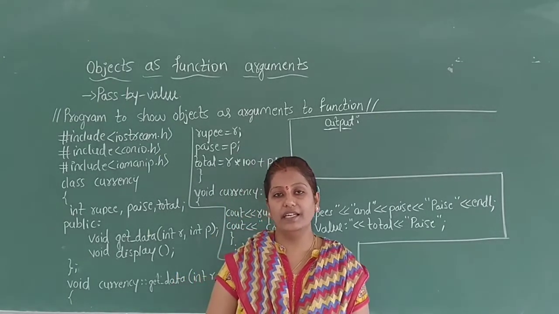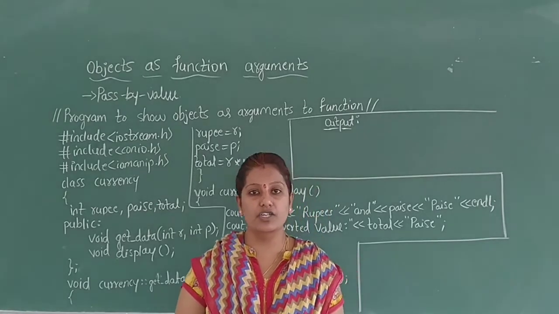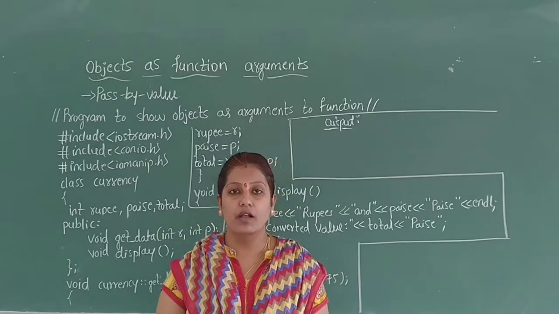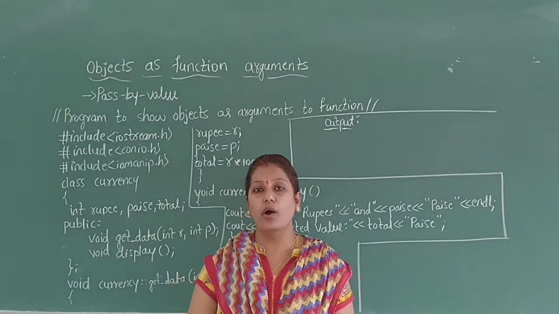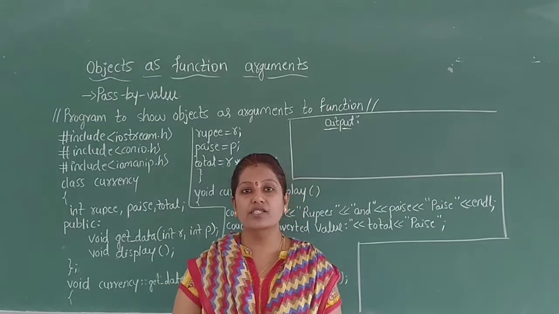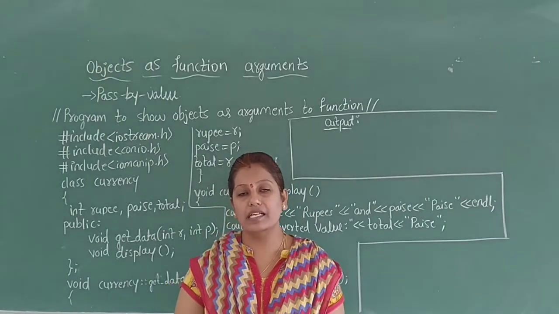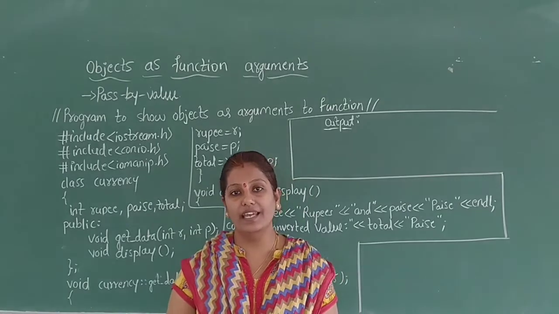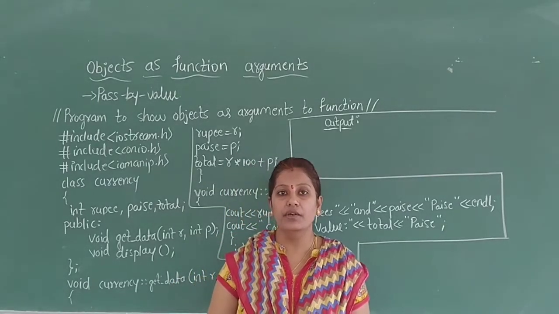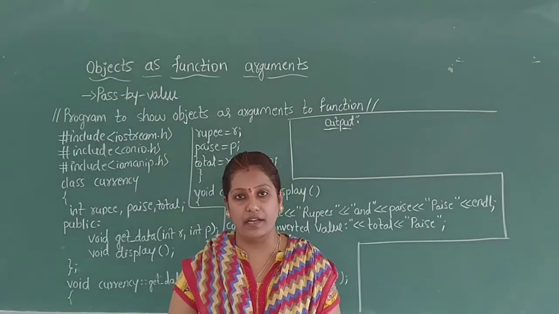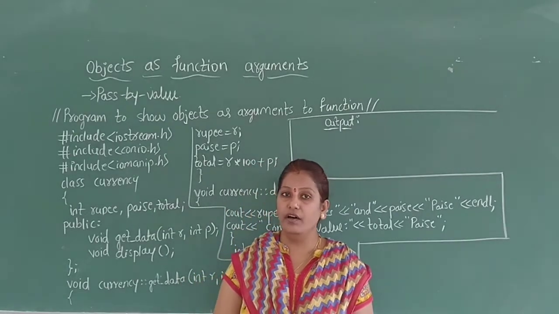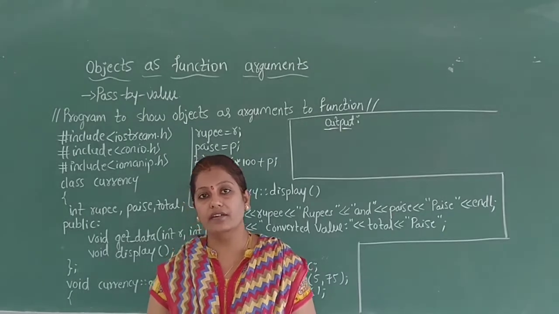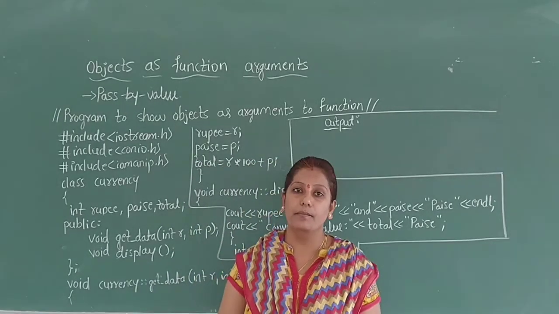An object can be passed to a function in two ways. The first one is copying the entire object and passing it to the function, known as the pass by value method. The second one is where the address of the object is transferred to the function, known as pass by reference. Here we follow two methods: one is pass by value and the other is pass by reference.